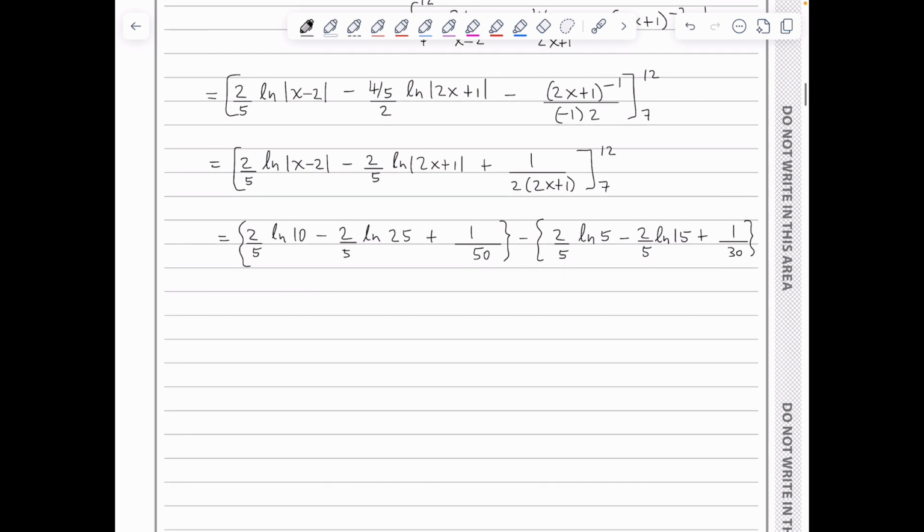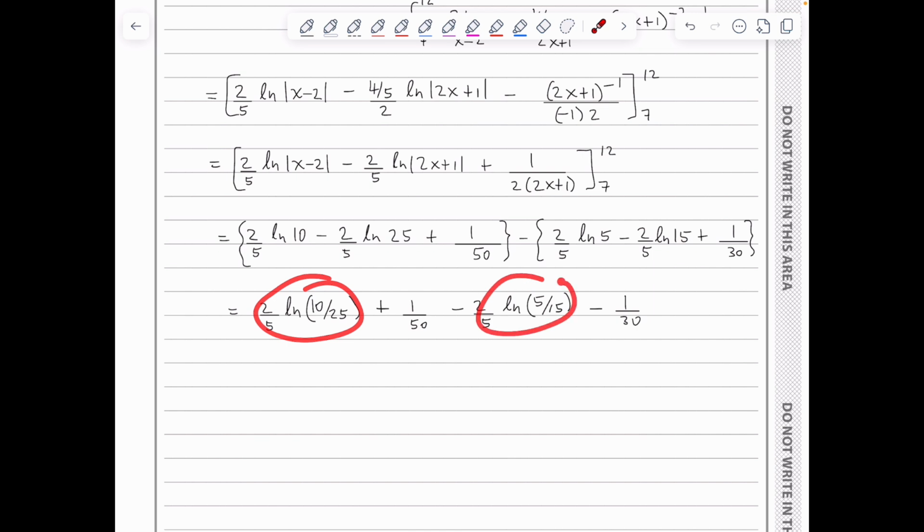So I will be combining the ln terms together. 2/5 ln 10 minus 2/5 ln 25, I'll do 10 over 25. So it's going to be 2/5 ln(10/25) plus 1/50, minus 2/5 ln(5/15) minus 1/30. So I will combine the two logarithms here together.